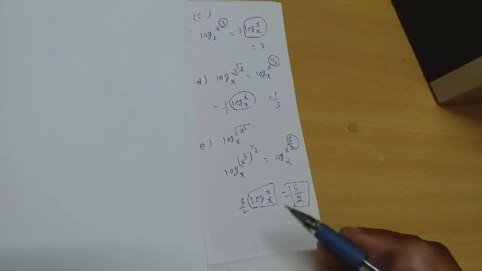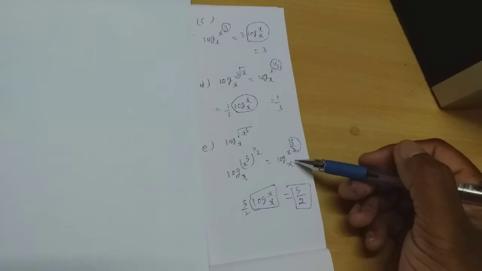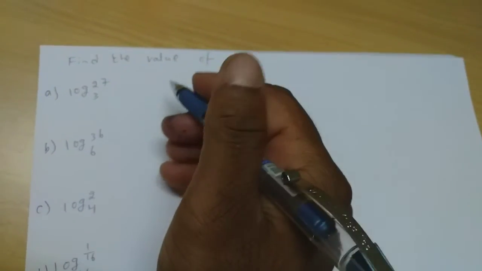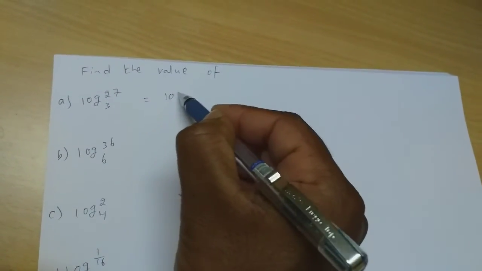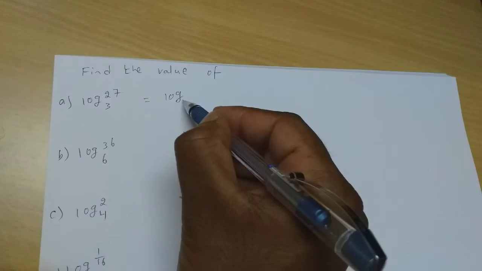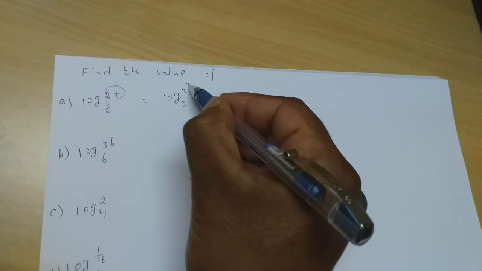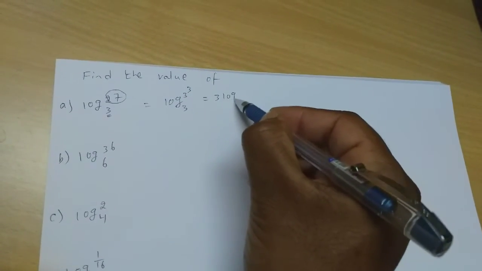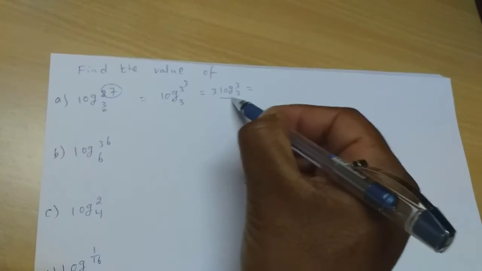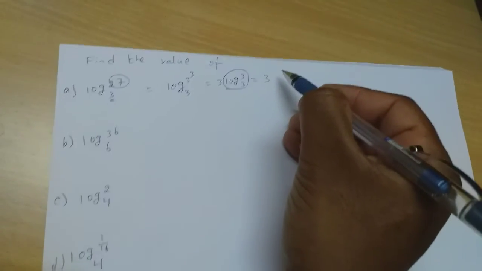Am I clear? This is how we simplify. We make these two the same and we say that it is 1. Now look at the next one. Find the value of log 3 base 27. This how can I write? Log 3, and this 27 in terms of 3 I can write as 3 power 3. This power 3 will come before the log. So it becomes log 3 base 3. This value is 1. So 3 into 1, it is 3, is the answer.